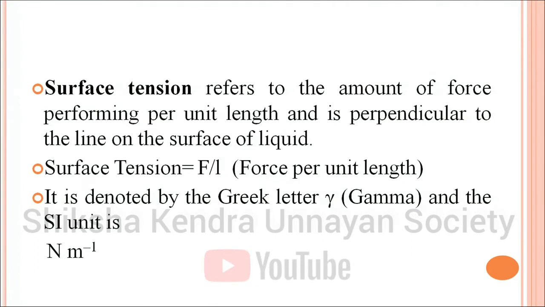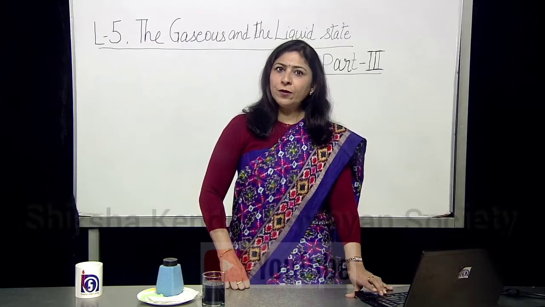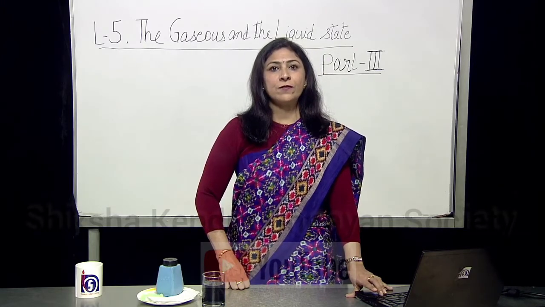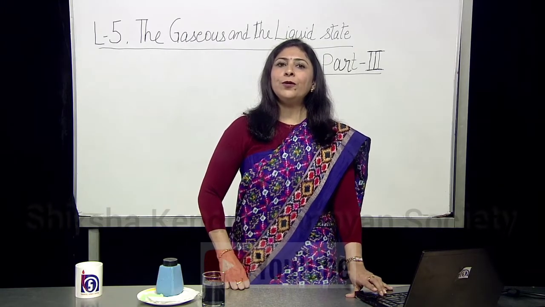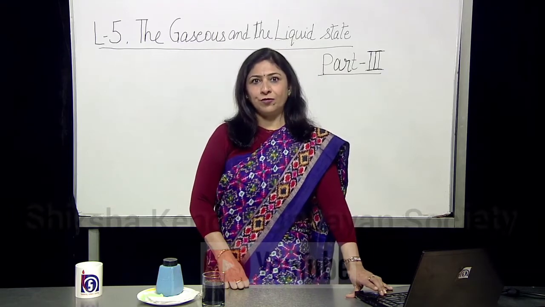It refers to the amount of force acting per unit length, perpendicular to a line on the surface of the liquid. So the surface tension formula is F upon L, or force per unit length, and it is denoted by the Greek letter gamma. The unit is Newton per meter. As you know, the force unit is Newton and the length unit is meter, so the unit is Newton per meter.